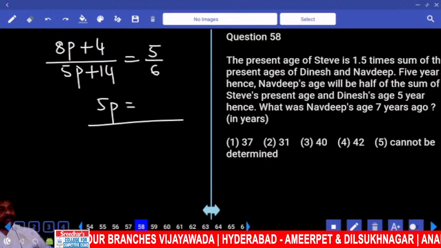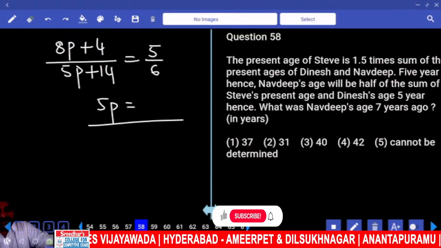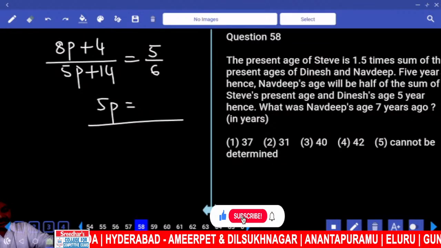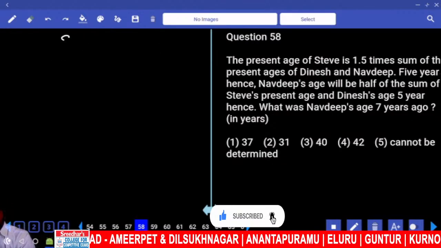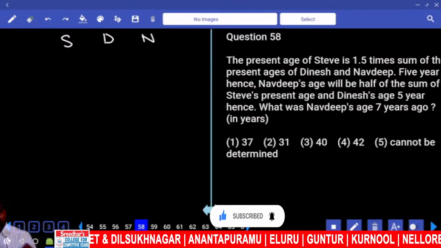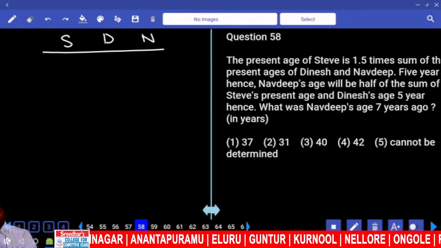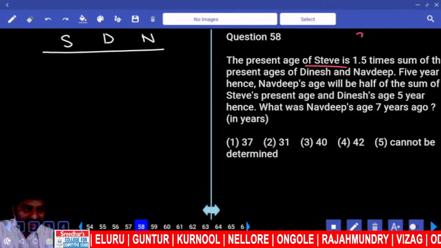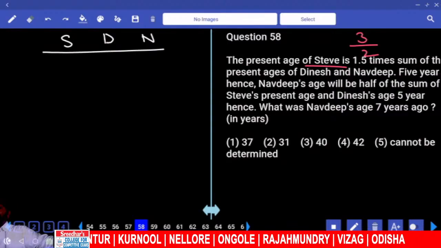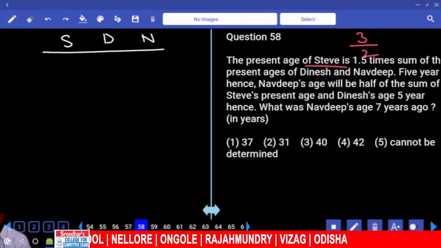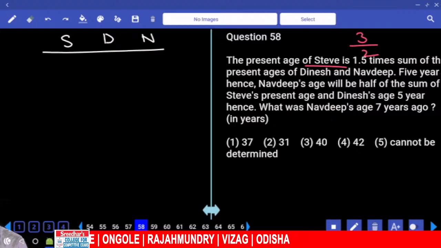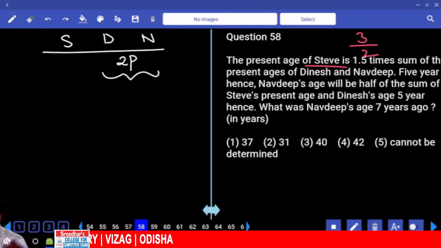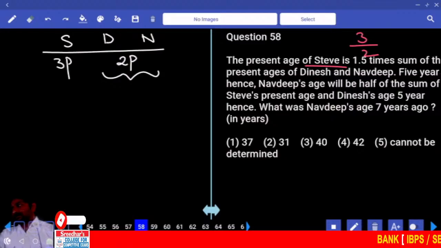Next. The percentage of Steve is 1.5 times the sum of the percentages of Dinesh and Navdeep. Steve, Dinesh and Navdeep. Steve's percentage is 1.5 times, meaning 3 by 2 of sum of percentages of Dinesh and Navdeep. What is denominator in our fraction? 2. So sum of Dinesh and Navdeep, if it is equal to 2 parts, then Steve becomes 3 parts. You got it?